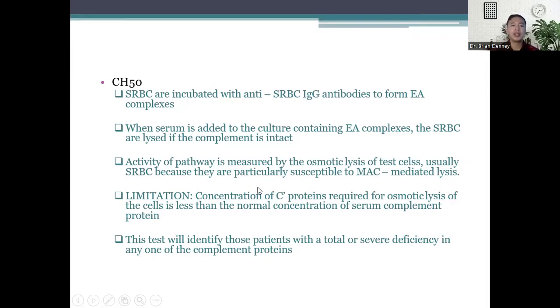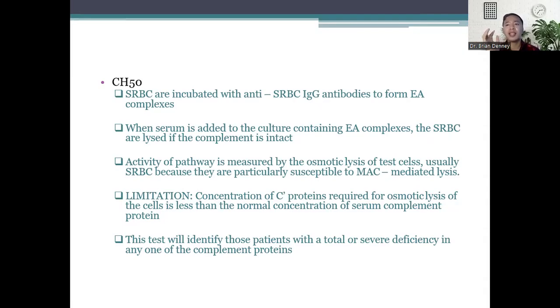And the positive result is actually formation of lysis. When serum is added to the immune complexes, the sheep red blood cells are lysed if the complement is intact. That is the result that we want. Meaning if there is lysis, your complement proteins in the classical pathway are complete. We do not have deficiency.